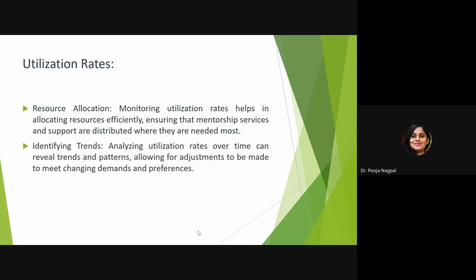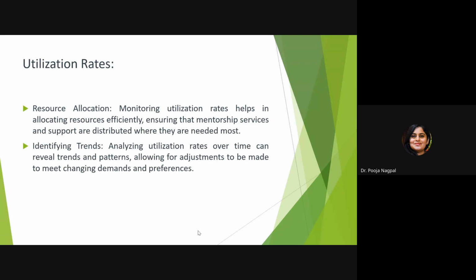So what is the utilization rate? Resource allocation. Monitoring utilization rates helps in allocating resources efficiently, ensuring that mentorship services and support are distributed where they are needed most. Basically, we were discussing in a slide that we need a criteria for mentor selection. That comes under this resource allocation: which particular skilled mentor or counselor is needed in which area. So they need to specify the same.